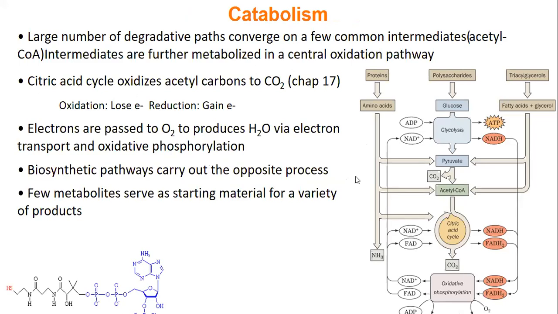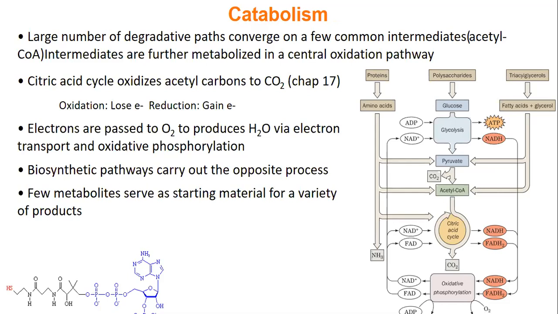So, catabolism. This is breaking down things. And usually it only makes a couple of things, which is really convenient for us. So acetyl-CoA, we're going to look at the citric acid cycle, which oxidizes acetyl-CoA to CO2. So we're going to look at that in depth.